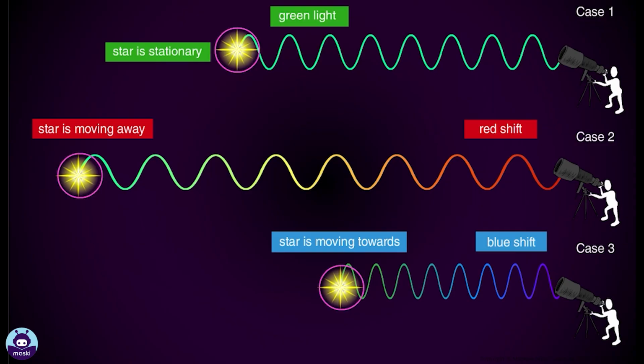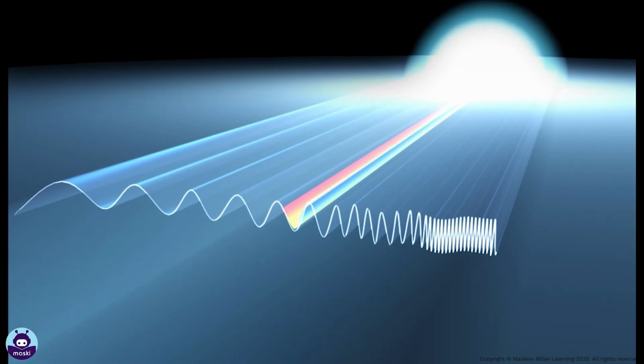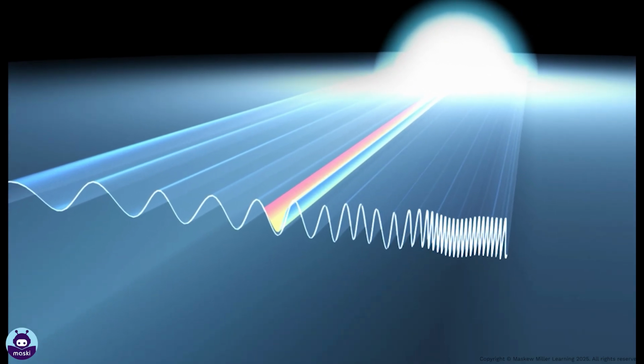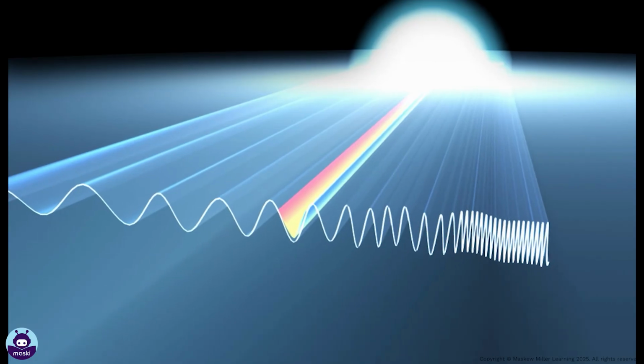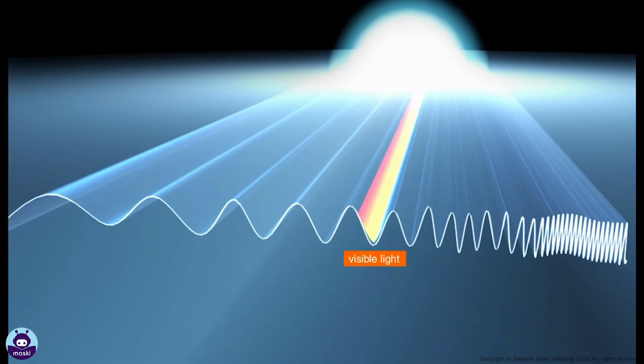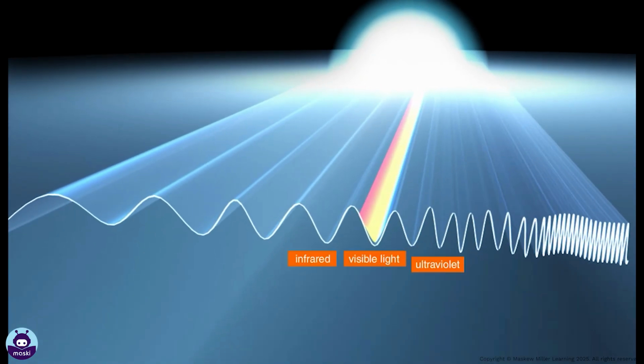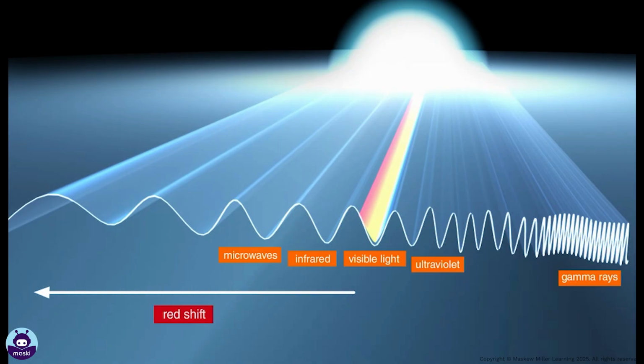It is important to note that the star emits the same wavelength of light, that is green, in all cases. It is the perceived wavelength that is different in the latter two cases. In reality, any star emits electromagnetic radiation of a wide frequency range. The radiation is usually beyond the visible light range, such as infrared or ultraviolet light, or even microwaves or gamma rays. But the term red shift is used for radiation shifting towards a higher wavelength, and blue shift for radiation shifting towards a lower wavelength.